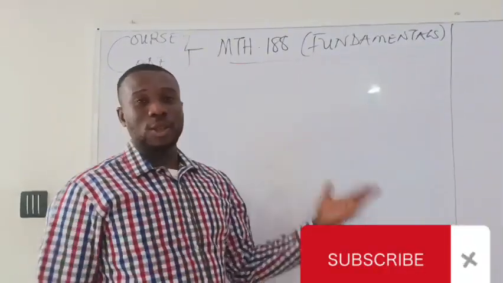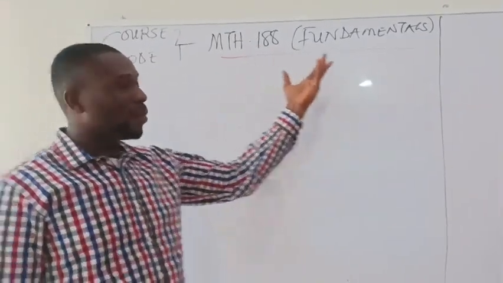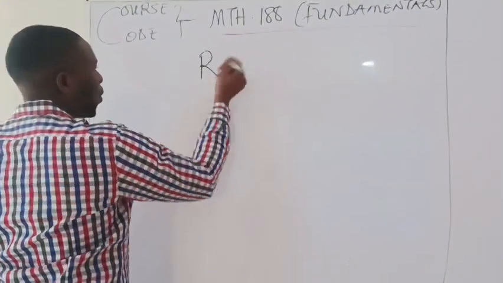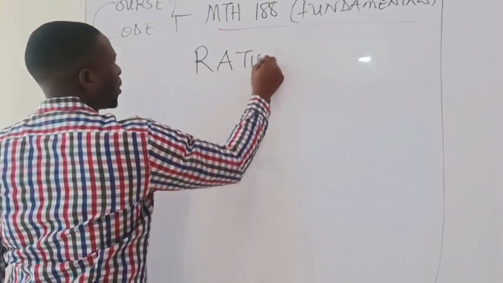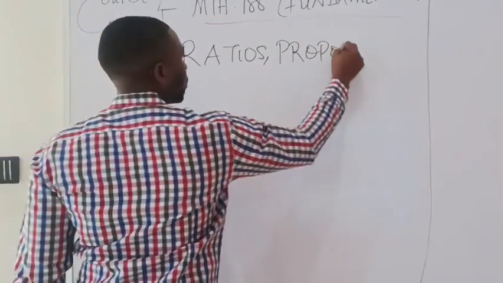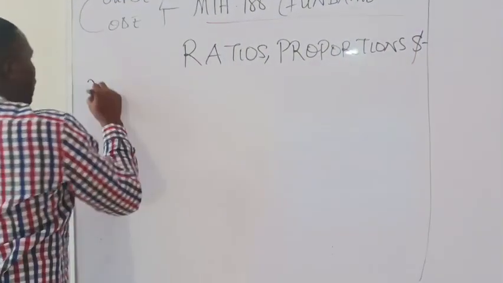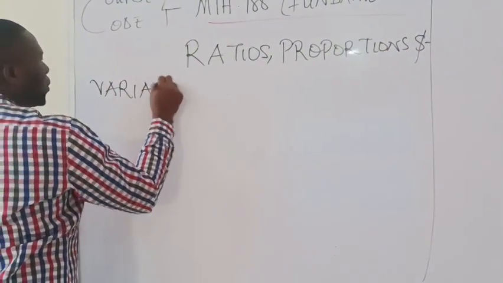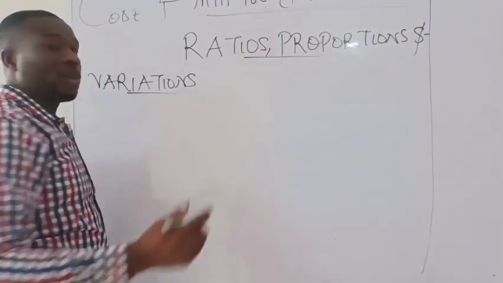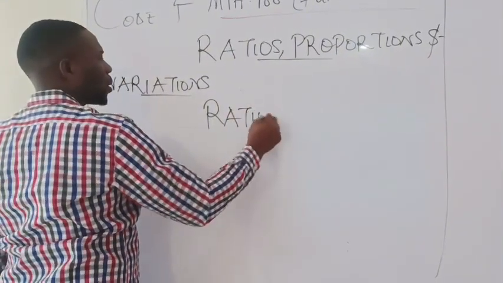This is the first lecture in the series of videos in Math 188, which is the fundamentals of mathematics. And I will start off the first part of the first lecture with ratios, proportions, and variations. Of course, these ratios, proportions, and variations are actually intertwined. So I will start off with ratios.